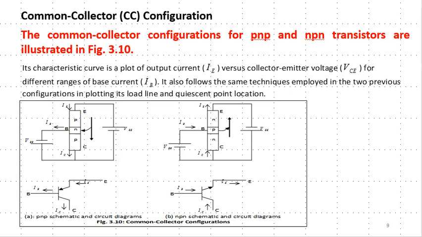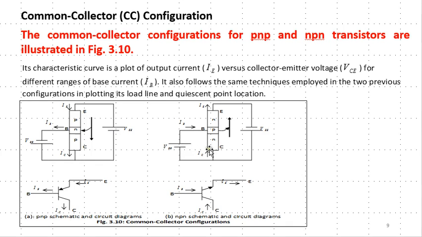The last one is what we call the common collector configuration, and it is given here. If we look at these two diagrams, I can see that I have two voltages, this one and this, and this voltage is connected to the collector, and this one is also connected to the collector. Therefore, the collector terminal is common to both the input voltage and the output voltage.